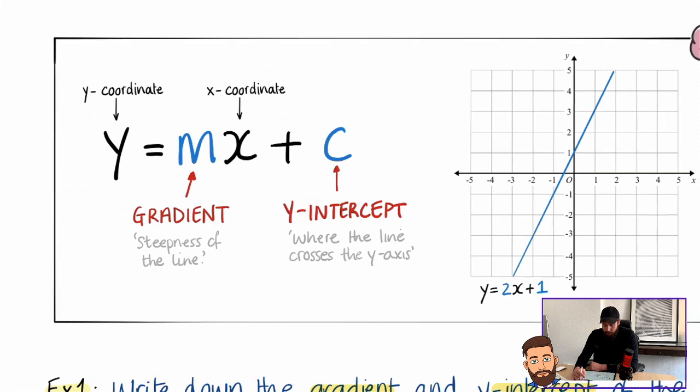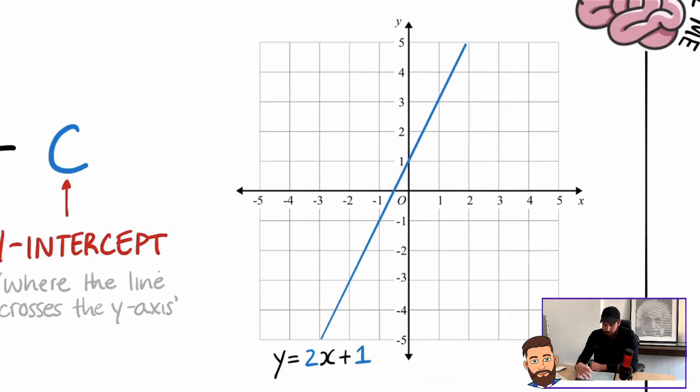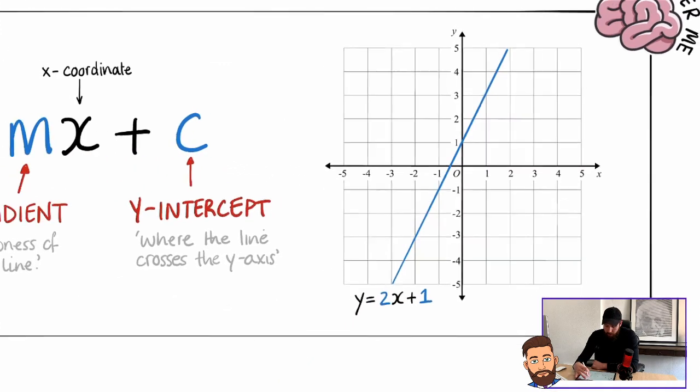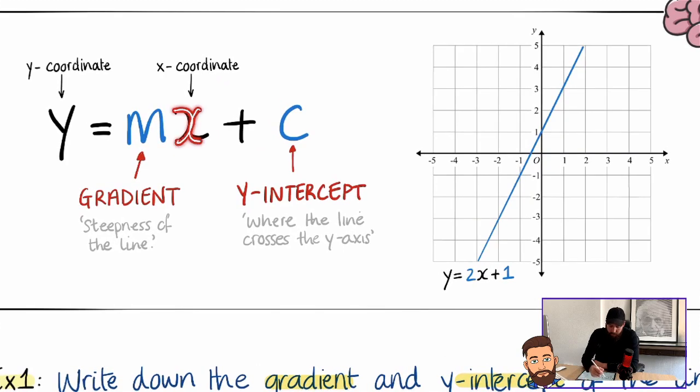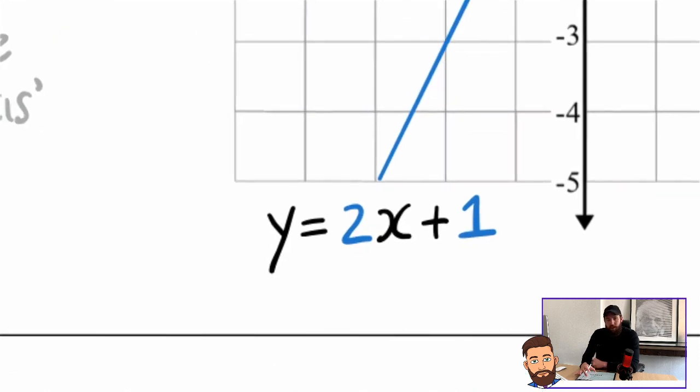So y equals mx plus c, if we look at this blue line here, it says y equals 2x plus 1. Well, if we map that up, which one's the gradient? m is the gradient, and m is always in front of x. Okay, and that's really important. m is always in front of x. So if we map up this equation down here, what is in front of x? 2. So that means the gradient is 2.